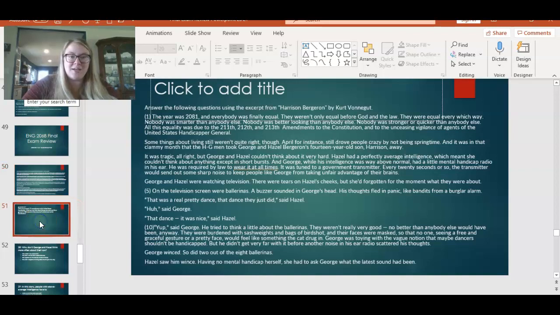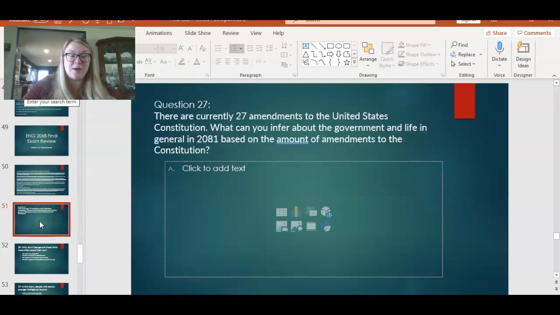All right, so let's head into the questions really quickly. Question 27 is a short answer question, and this should look familiar to you because it was also the short answer question on your Harrison Bergeron unit test. You guys have seen this question before, and if you answered it and got points on your unit test, you should be able to answer it and get points on your final exam. So let's take a look at this question.